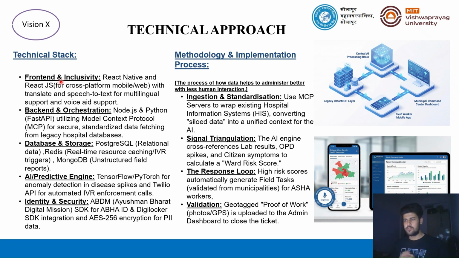For the database, we have PostgreSQL, as we are handling both JSON data as well as relational data from hospitals. We have Redis for real-time information caching as well as triggering the IVRs. We have an AI and predictive engine for detecting anomalies and disease spikes. We have used APIs such as Twilio for real-time SMS sharing as well as WhatsApp information.